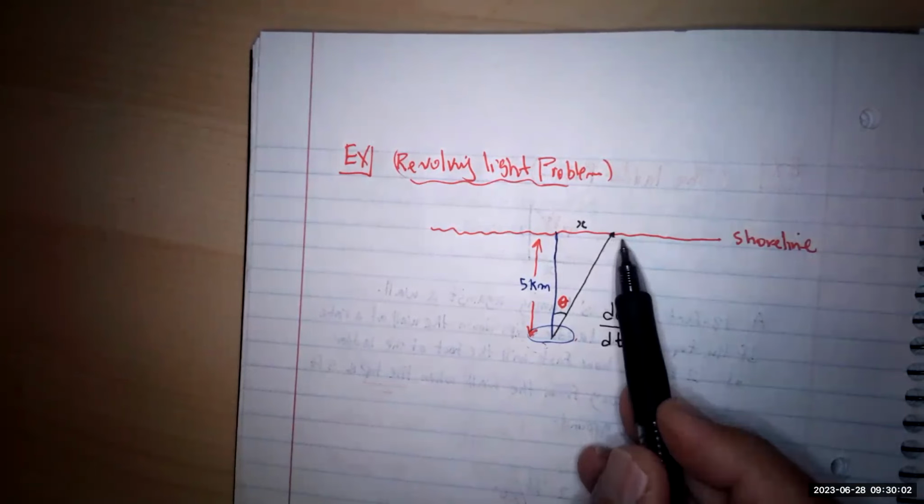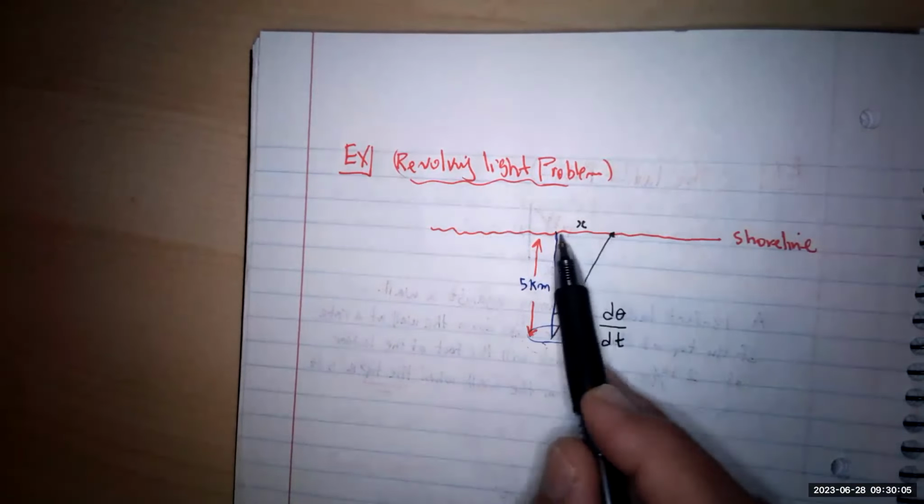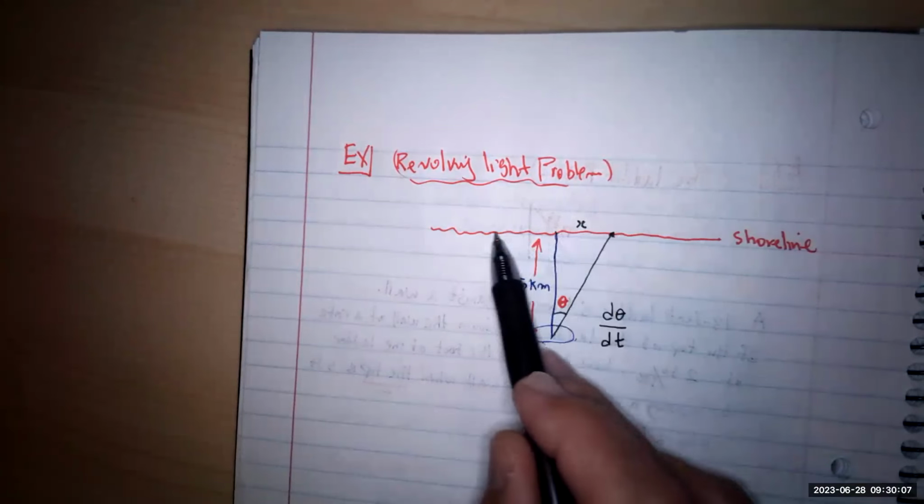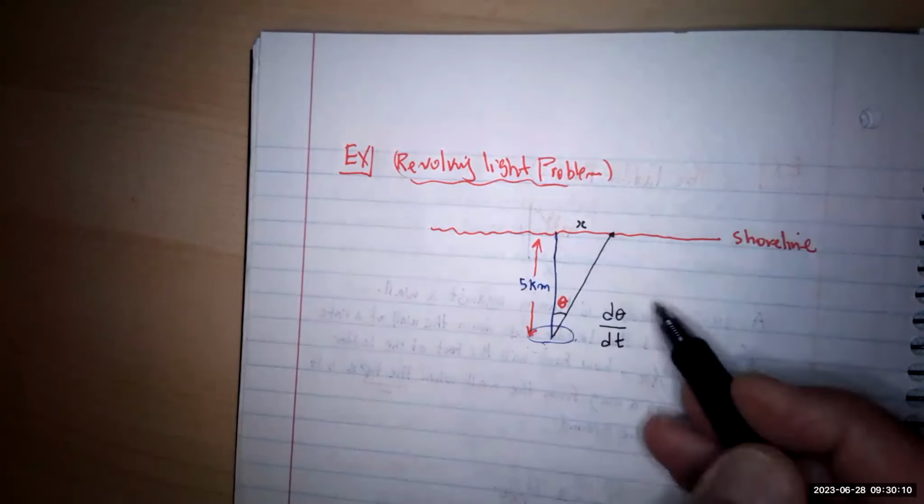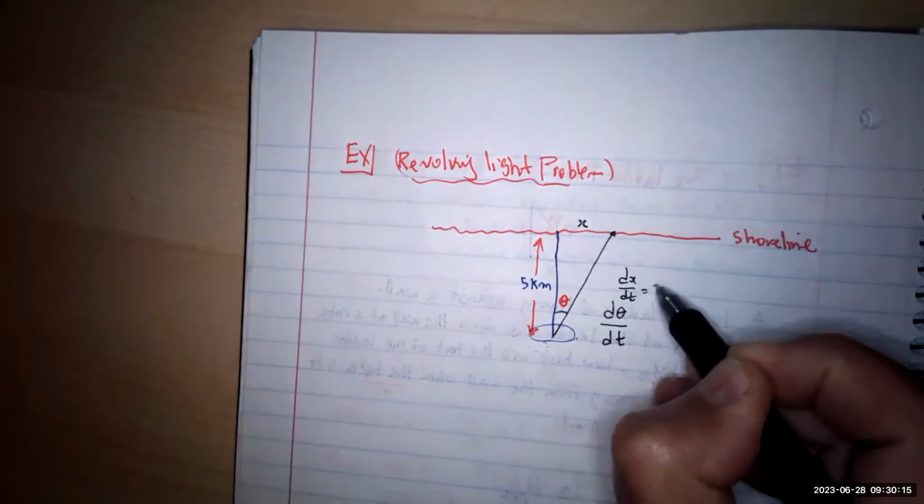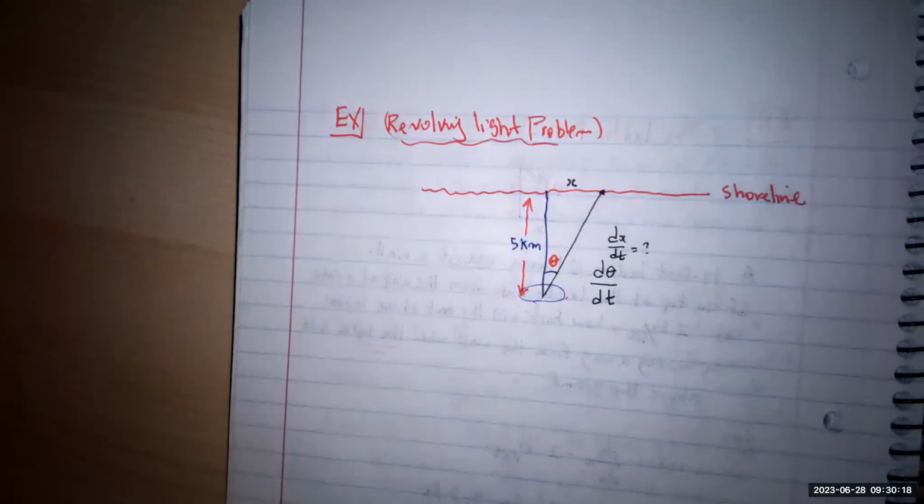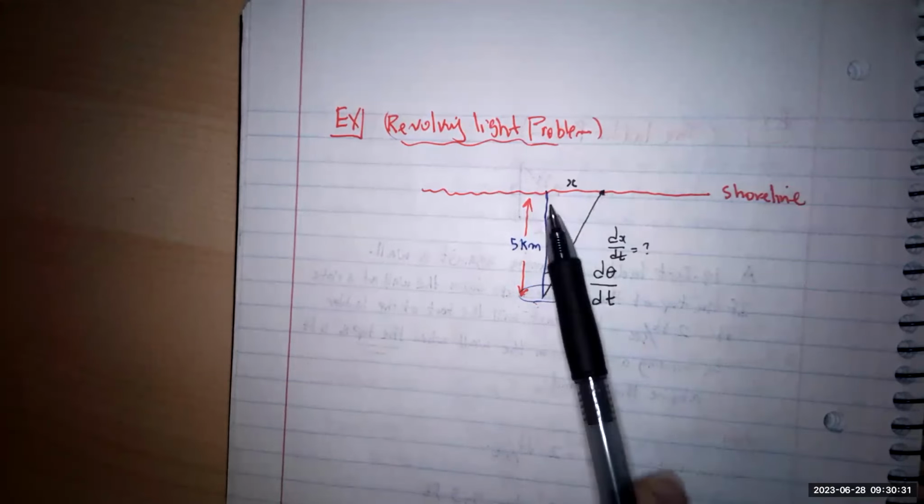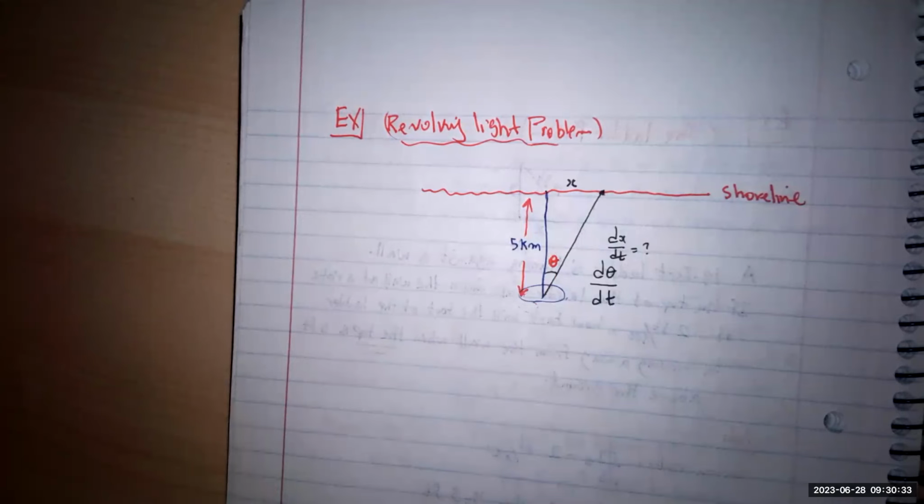Then the spotlight goes to the right or to the left, so there is going to be a rate for x, which would be dx dt. So in this type of problem, there are 2 different rates. The angular velocity would be given, and they usually ask for the rate of the spotlight going to the right or to the left.